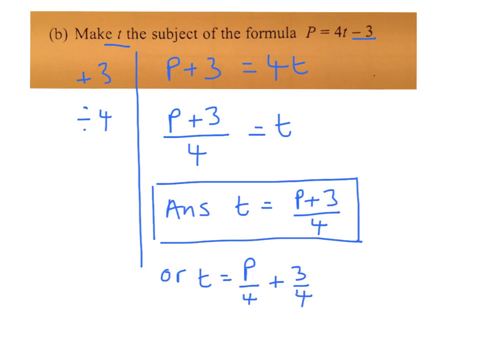Obviously there are different ways of presenting that final answer, but there we go, t is equal to p plus 3 over 4. An important point here is to make sure that you leave your p as a capital P and you leave your t as a lowercase t, because that's how they were presented in the question. You shouldn't really change those.